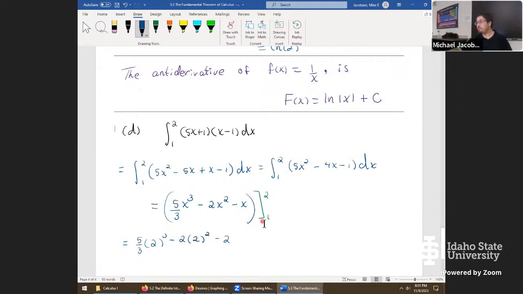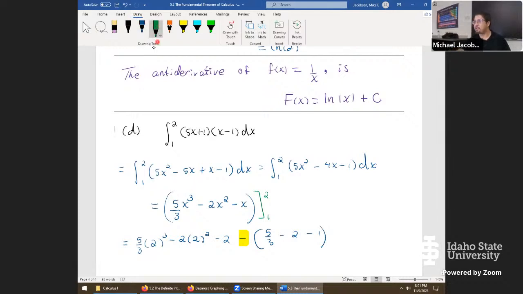Then we would switch to the lower limit of integration, but we have to be careful with this function because it comes in as 3 terms. Definitely include a parenthesis around it so we can make sure we distribute that negative sign appropriately. We're plugging in a 1, so this one's not too bad. It'll just be 5/3, minus 2, minus 1. So now that's our problem to calculate.